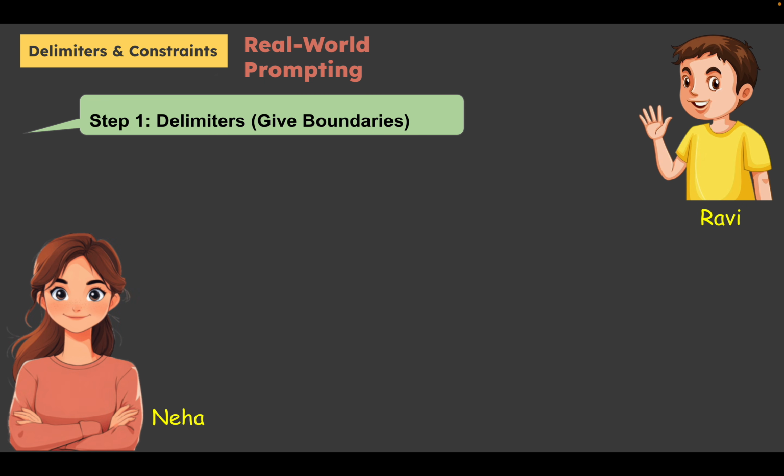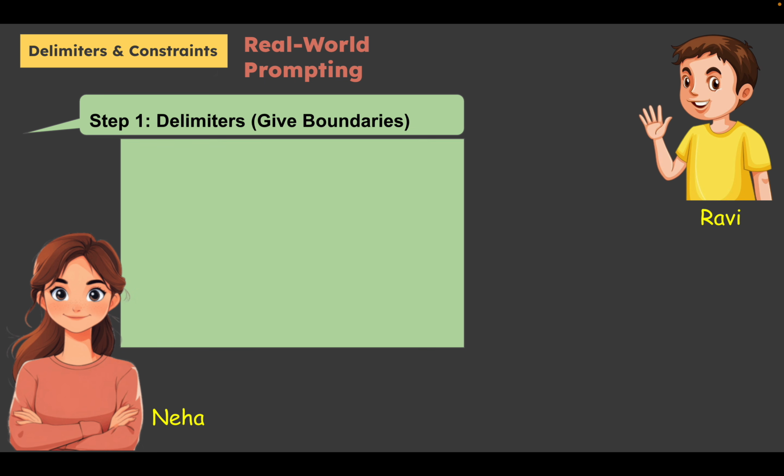So here, step number one is we will give the delimiters or the boundaries. Now what are delimiters? We have to separate our instructions from our data and show this clearly to AI that this is what I want and this is my exact data. So this will give a huge clarity to AI and it will help you get much better responses.